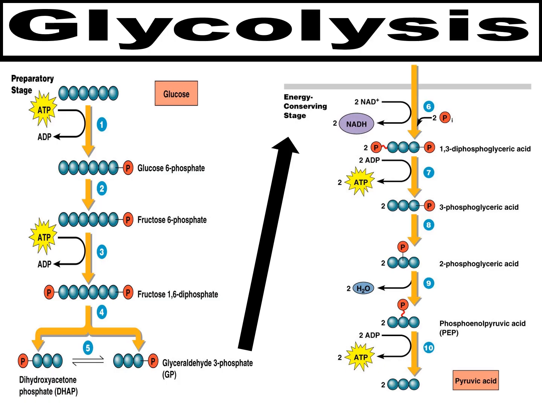In the preparatory step, or stages 1 through 5, you can see that the cell must use 2 ATP molecules. You can also see that in the energy-conserving step, the cell makes 4 ATP, via substrate-level phosphorylation. Since the cells make 4 ATP, but initially use 2 ATP, eukaryotic cells produce a net 2 ATP molecules as a result of glycolysis.